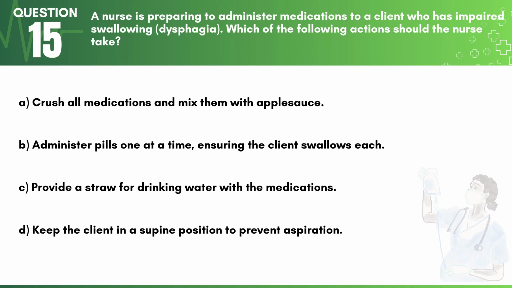Question 15. A nurse is preparing to administer medications to a client who has impaired swallowing, dysphagia. Which of the following actions should the nurse take? A. Crush all medications and mix them with applesauce. B. Administer pills one at a time, ensuring the client swallows each. C. Provide a straw for drinking water with the medications. D. Keep the client in a supine position to prevent aspiration.